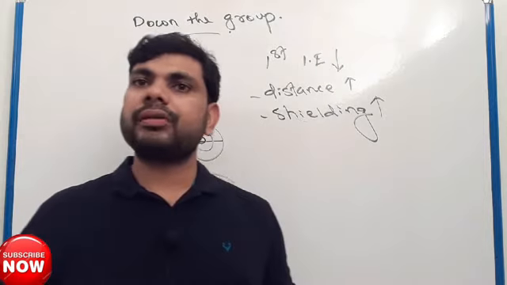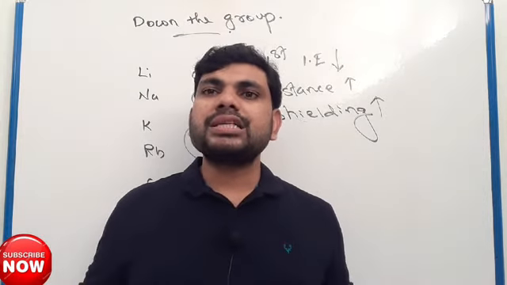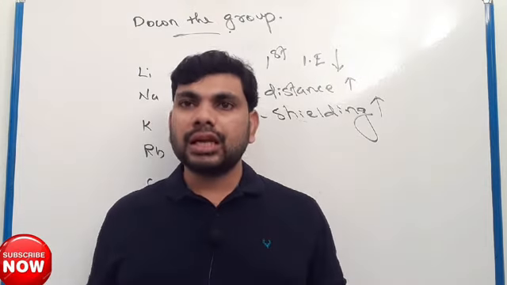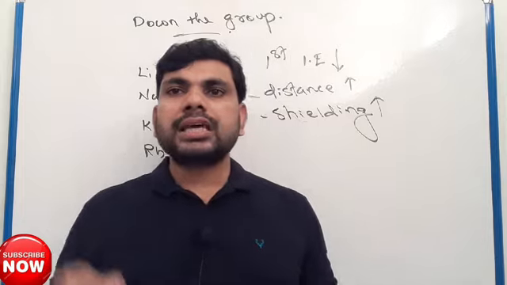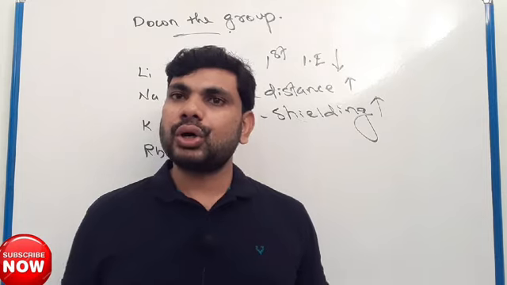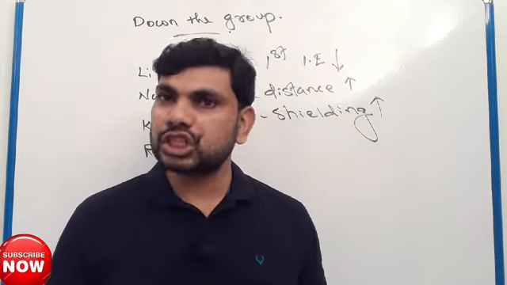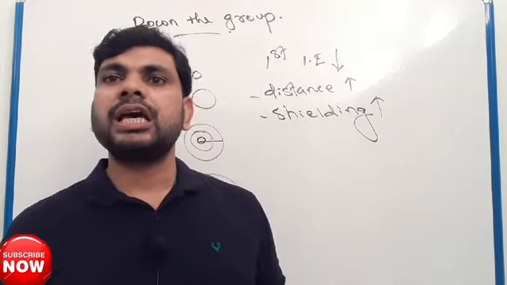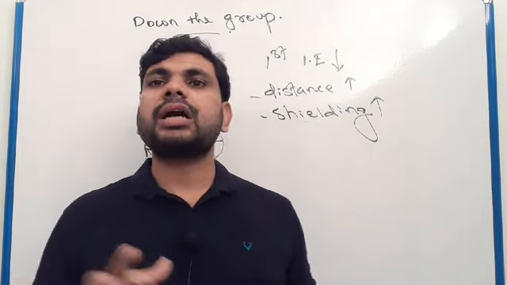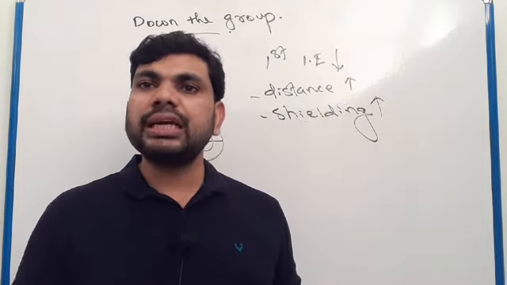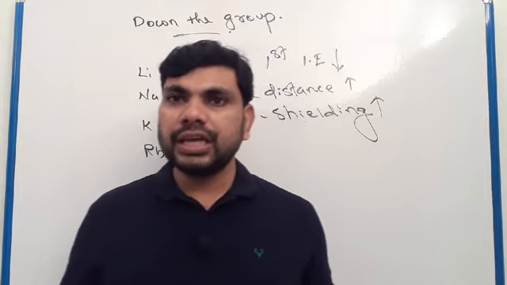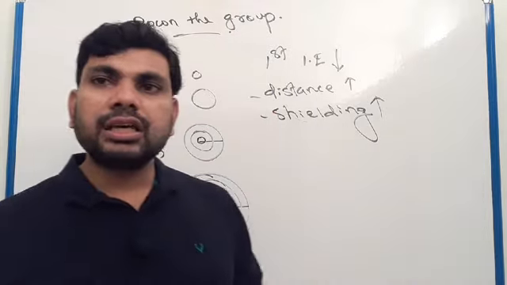First one, atomic radius or size of the atom increases, so less attraction between nucleus and outer shell electron. Second reason, the number of inner shell electrons increases. These inner shell electrons make a shield between nucleus and outer shell electron. So the shielding effect increases down the group. So these are the things we have to understand in this chapter.